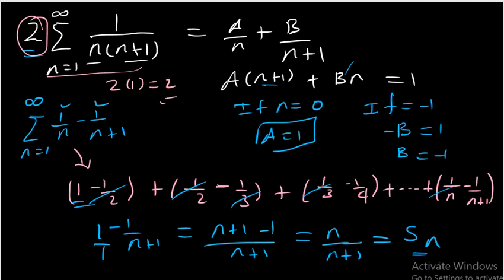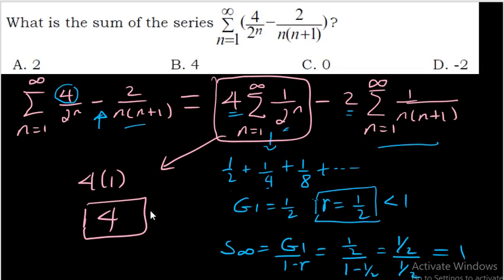Okay. Now let's get back to our previous. The first part is already 4, and the second part we got is 2. So our summation, let's say the sum of our series Fn, will be 4 minus 2, which is 2. So the answer should be A.